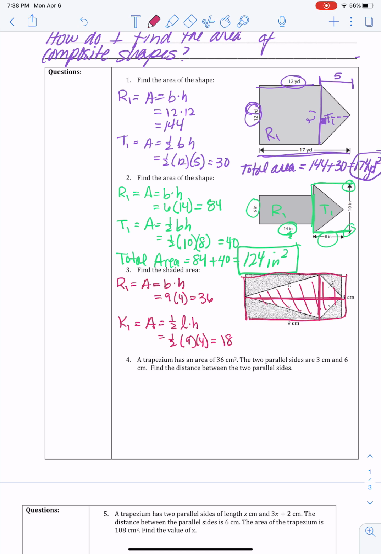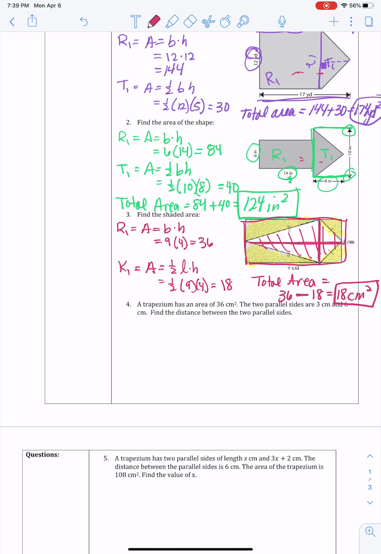But now I want you to think about it. All we're asked to find is this shaded area. So am I going to add or subtract? Of course the answer is to subtract. So the total area is 36 minus 18, which gives us 18 centimeters squared. So make sure that as you're answering these, we added questions 1 and 2 because there were 2 pieces, and we subtracted for question 3 because of how the figure is shaded.